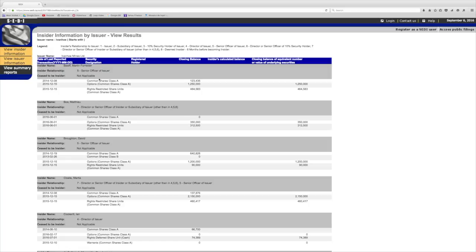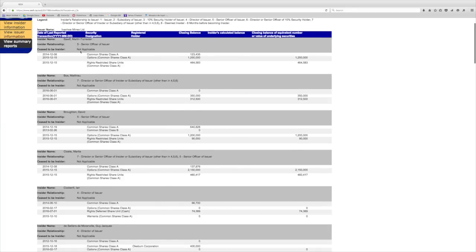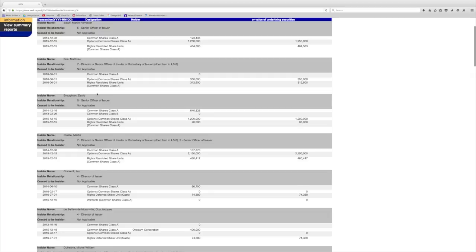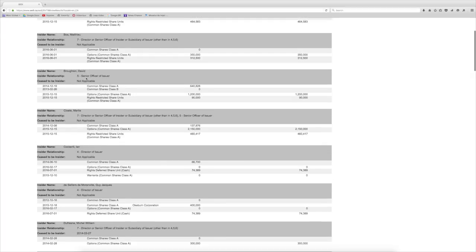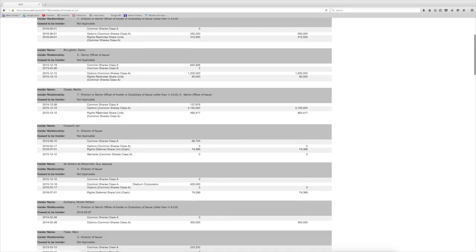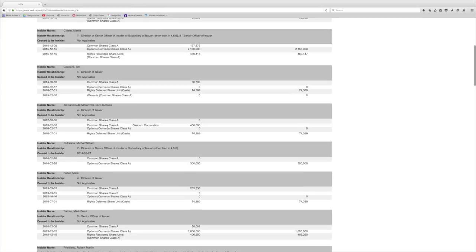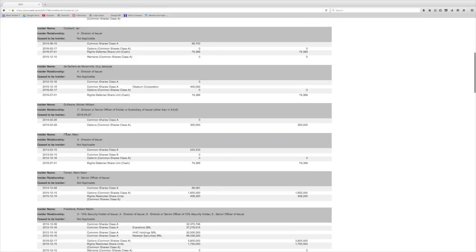Now here you have the common shares, you have options, you have rights, restricted share units, which I don't know what it means, but it's all the stuff that the people have in this company. So you have all these people who are at least 10% owners of Ivanhoe. Mark Faber is an owner of Ivanhoe. Did you know that? I didn't know that.